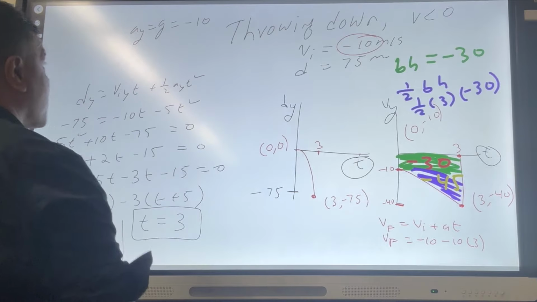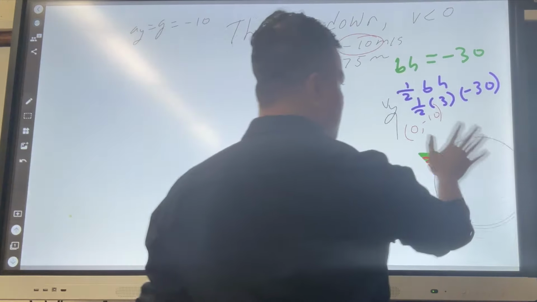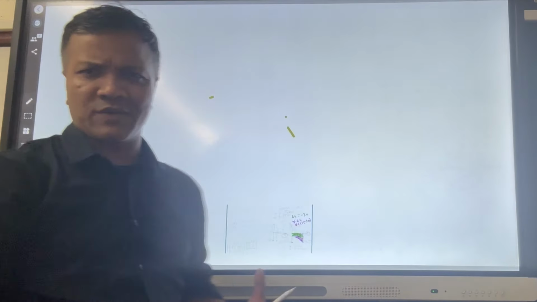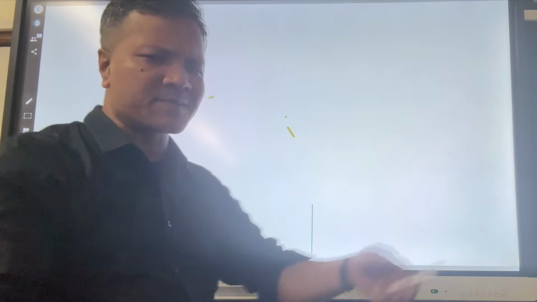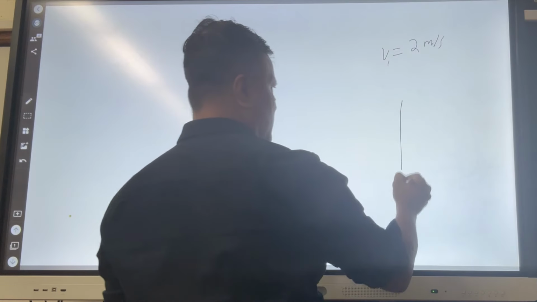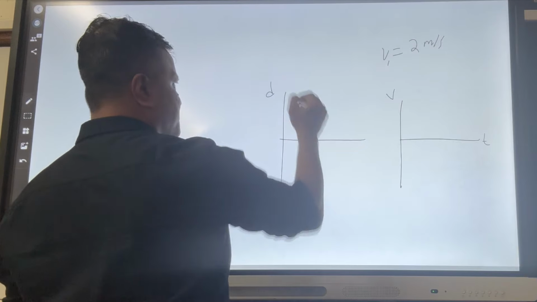Good. Problem number 2. Now, another thing we can do, we drop, we throw down. What else can we do? We can throw up. Okay, so let's throw up something. Throw up with how much? Let's say you throw up with 2 meters per second, okay? And you want to know VT, and of course, you want to know the DT.